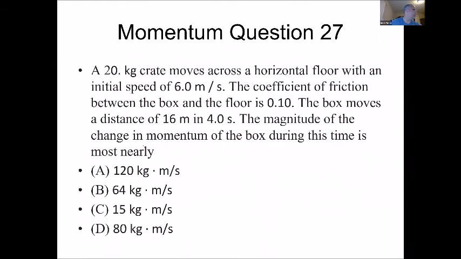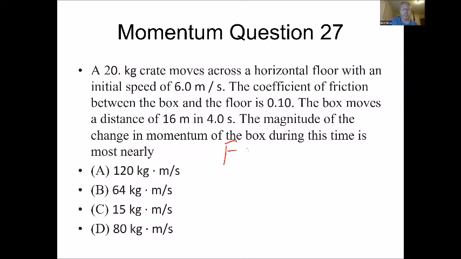All right, here's number 27. This time we have a crate going across a horizontal floor. It's got a speed of 6 meters per second. The coefficient of friction between the box and the floor is 0.1. The box moves a distance of 16 meters in 4 seconds. The magnitude of the change in momentum of the box during this time is most nearly?